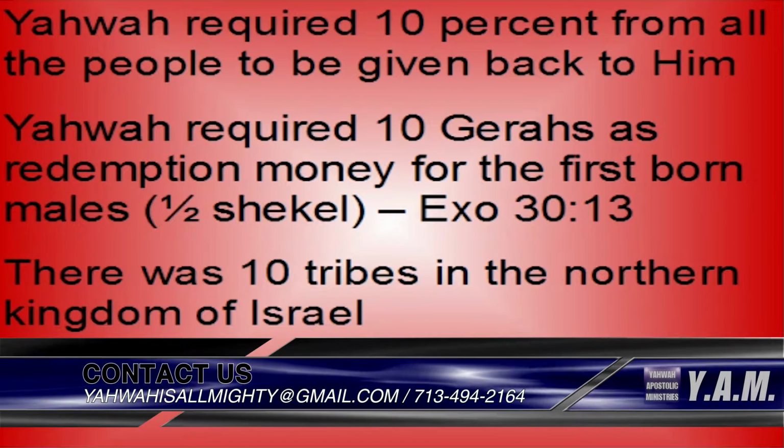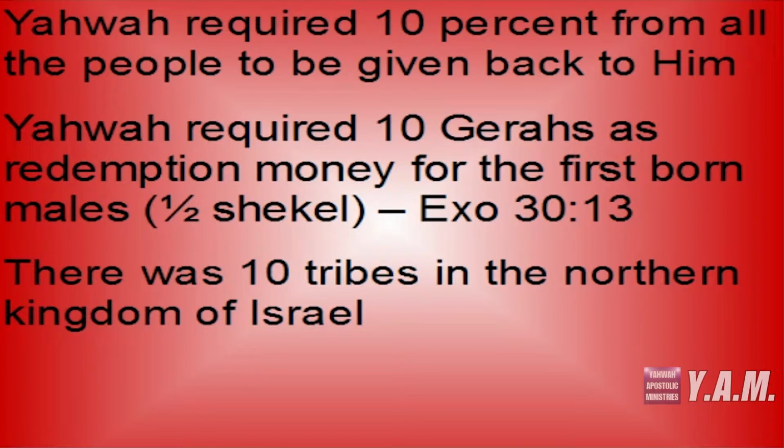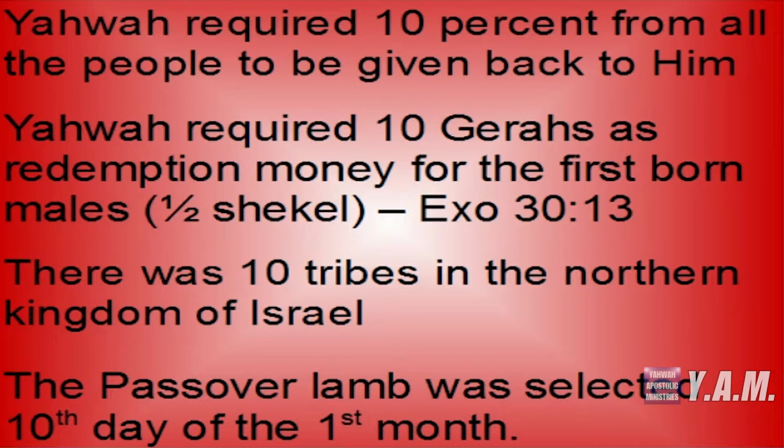There are 10 tribes in the northern kingdom of Israel. Amazing how many tens there are in the scriptures. The Passover lamb was selected on the 10th day of the first month. So we see that the Passover lamb, isn't that neat? The Passover lamb was selected on the 10th day of the first month.